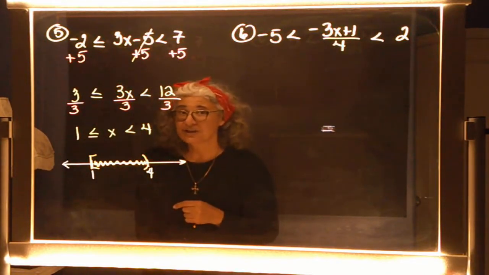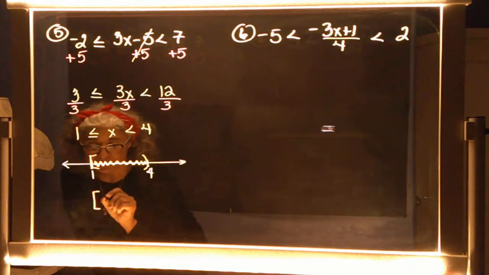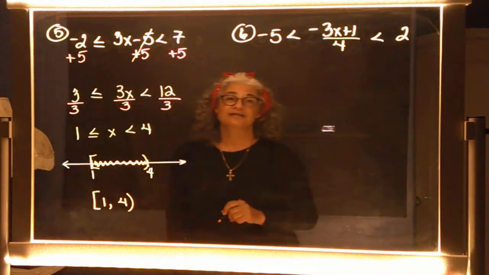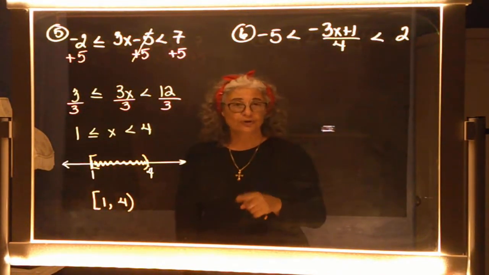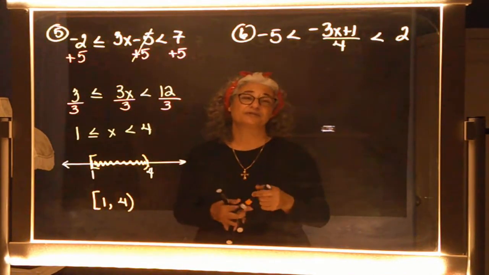So what's my interval notation look like? Good, the shading starts at the 1 that has a bracket on it. It ends at a 4 that has a parenthesis on it. These are the numbers that are a solution to this inequality. Cool? Awesome.